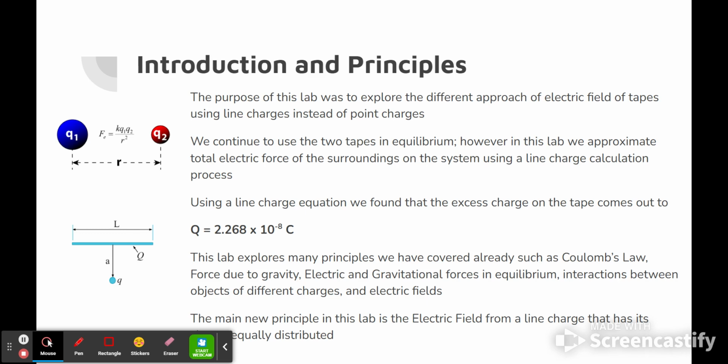Now moving on to principles. Many of them we already used in the previous lab, such as Coulomb's law, force due to gravity, electrical force, gravitational force in equilibrium, and the interactions of different charges. However, the new principle we used in this lab was electric field in relation to line charges instead of point charges.